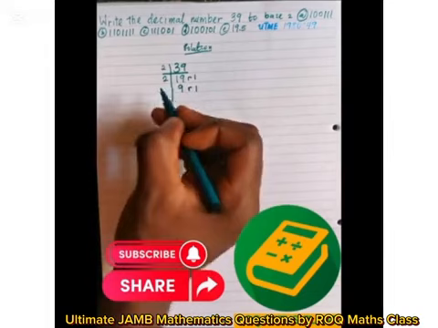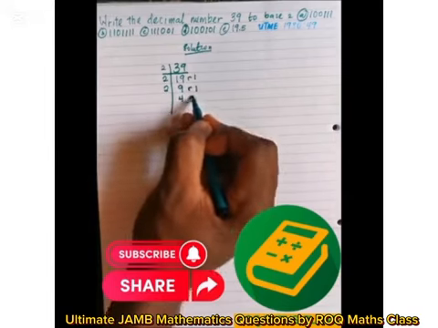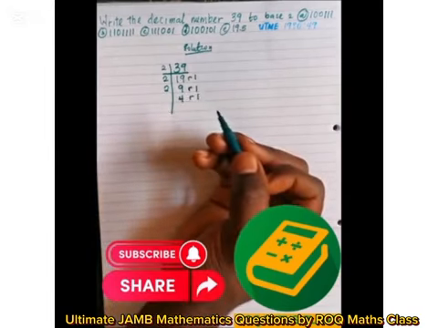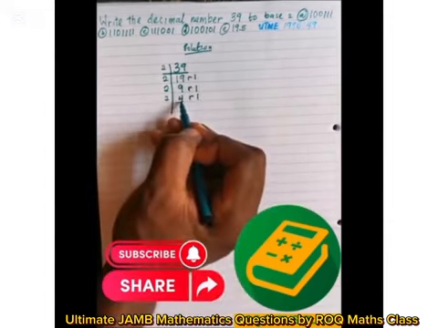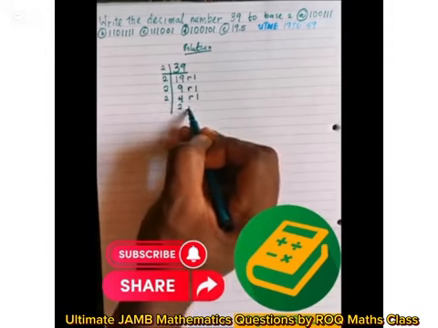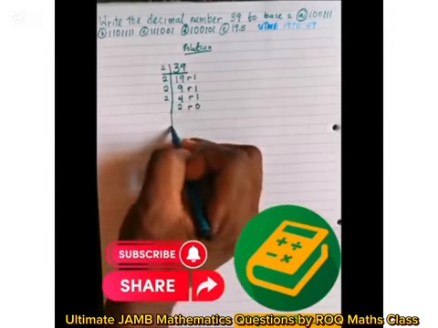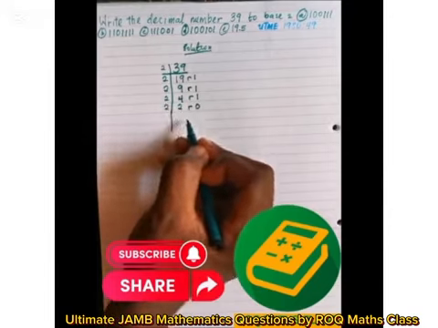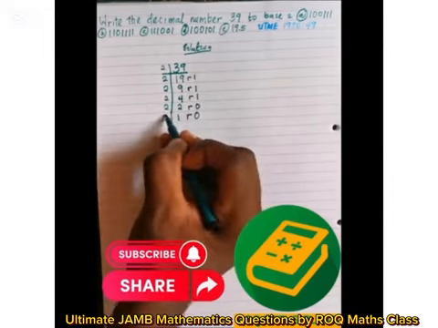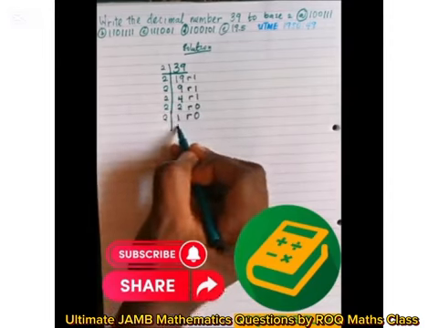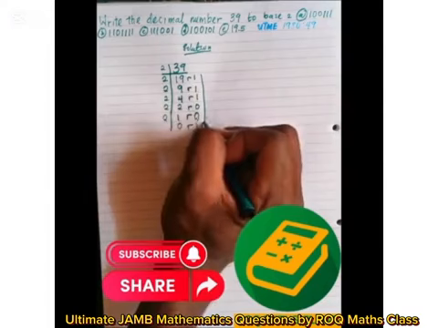How many 2 can I see in 9 again? 4, remainder 1. Then how many 2 can I see in 4? I have 2, remainder 0. Then how many 2 can I see in 2? 1, remainder what? 0. Then how many 2 can I see in 1? 0, remainder 1. So this is what I have.